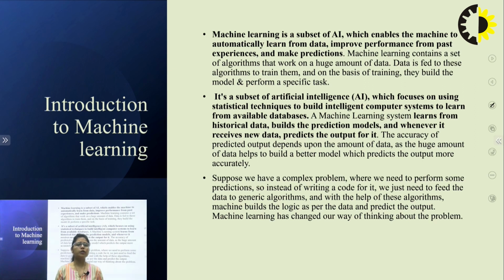Suppose we have a complex problem where we need to perform some predictions. So instead of writing code for it, we just need to provide some data to find the output of that algorithm. With the help of these algorithms, the machine builds some output. Basically, the more data we use, the better the output will get.